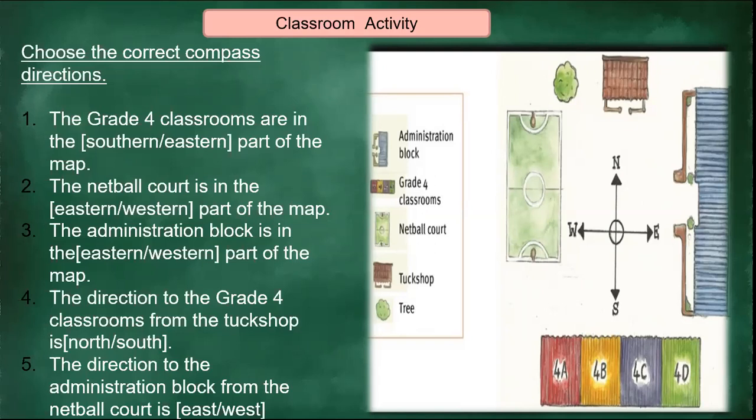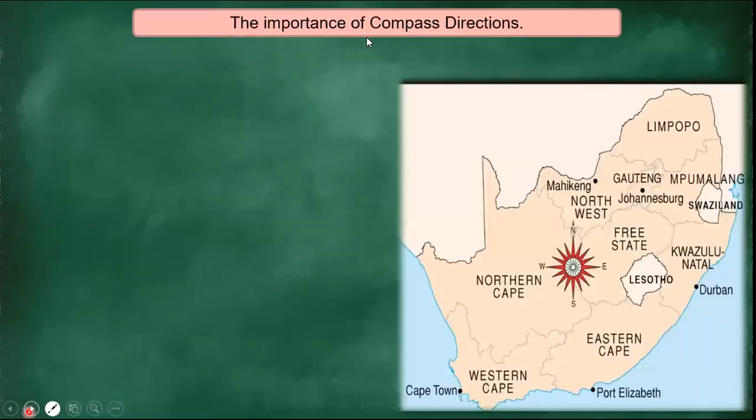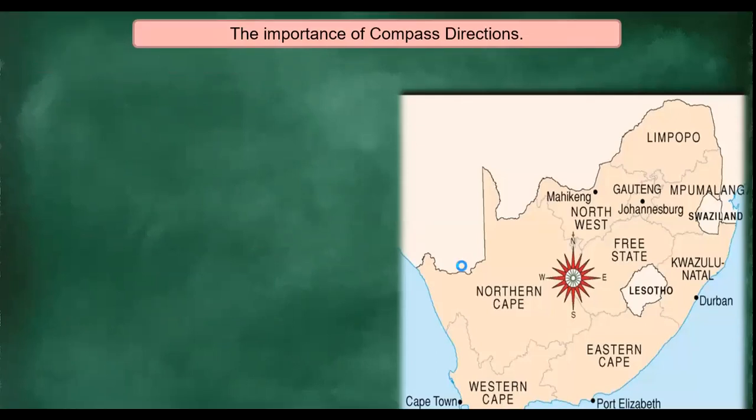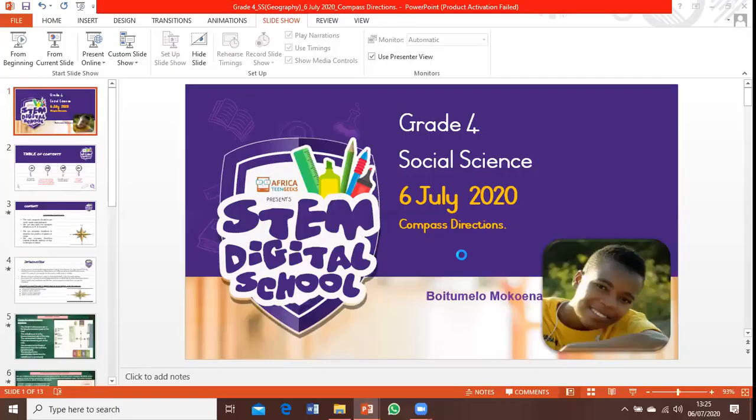Let me check on the group chat. What are you guys saying? Unati says east. Yes, east. Michaela says east. Thank you very much for your answers. Okay, the importance of compass directions. Are you looking at the map? Look at the map properly. Wait a moment, as the thing is still loading.